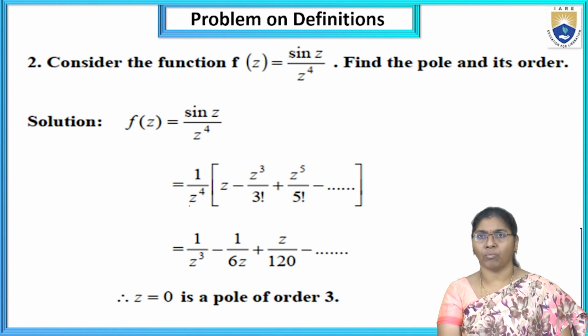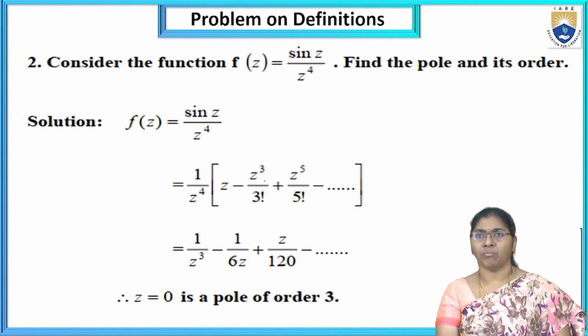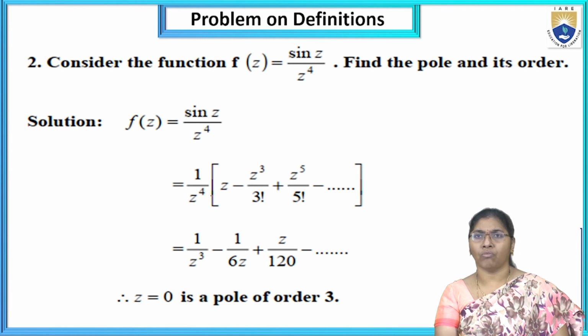1 by z power 4 common. Now remaining is z minus z cube by 3 factorial, sin z function, z power 4 by 5 factorial. Now multiply the 1 by z power 4 in this function. Now z by z power 4, that means 1 by z cube minus 1 by 6z plus z by 120 minus, and so on.